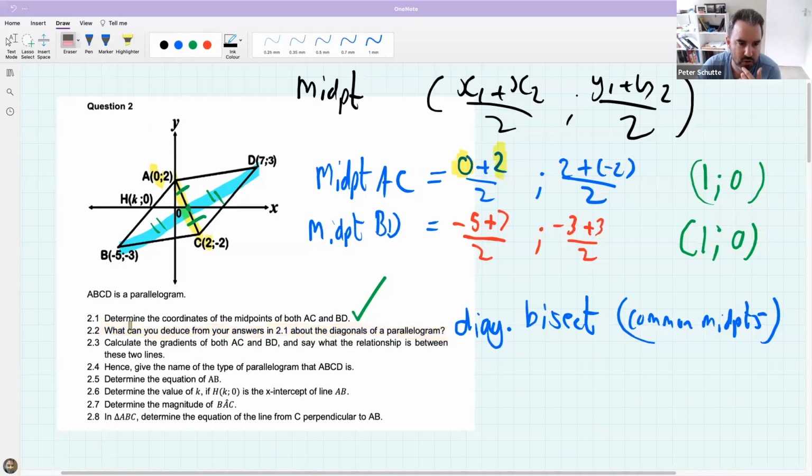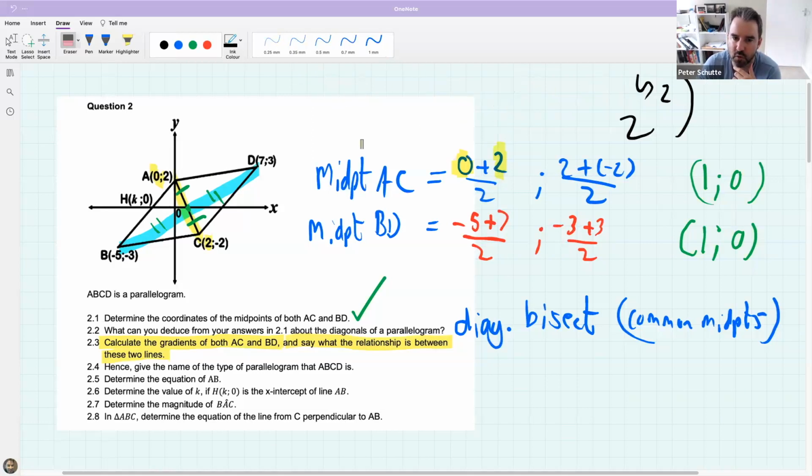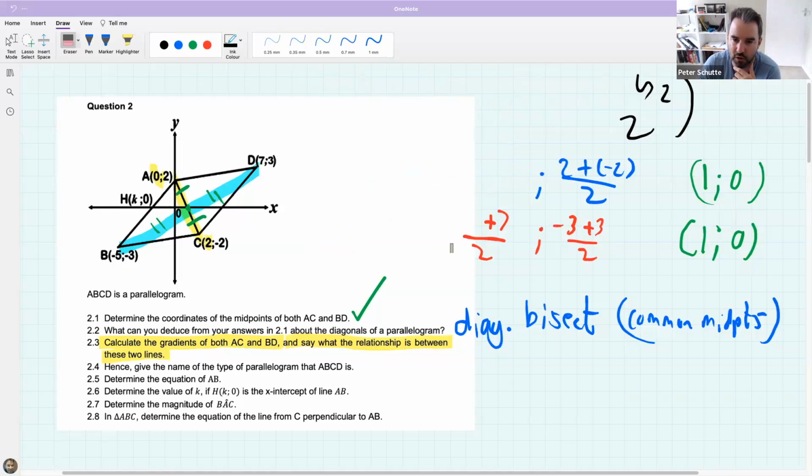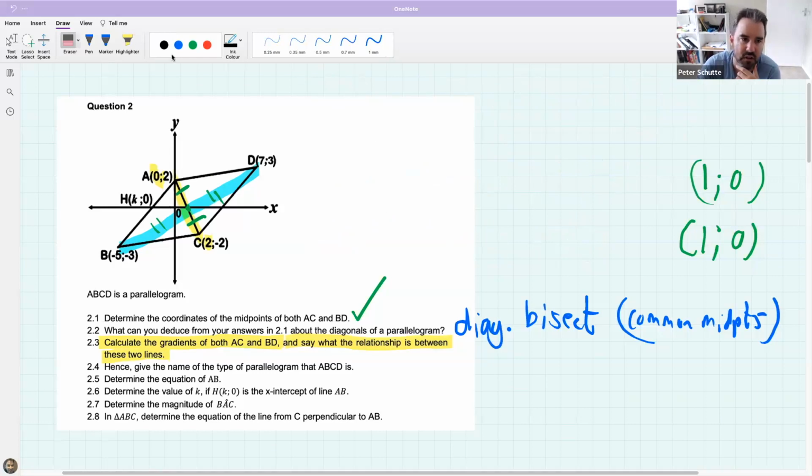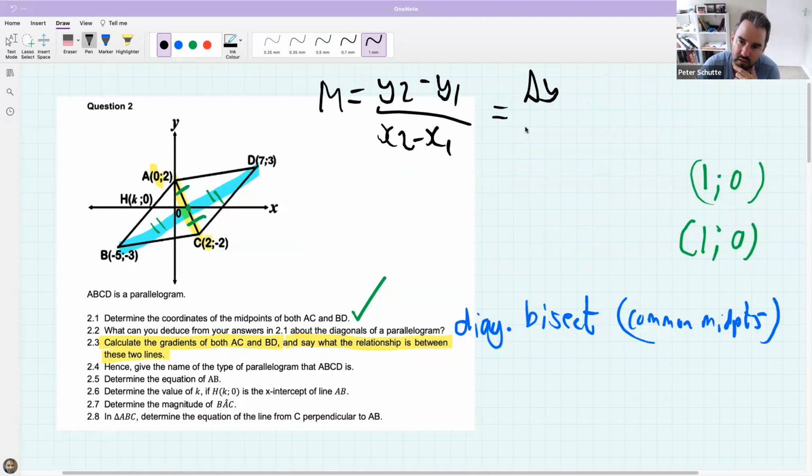The next question we're going to do is 2.3, and it says you need to calculate the gradients of AC and BD and say what the relationship is between the two lines. So we're no longer using the midpoint formula. We are now using the gradient formula, and I want you to work out the gradient of those two diagonals. Just in case you've forgotten what the formula is for gradient, it is on your formula sheet, but it's expressed like that. So off we go. You can do it.